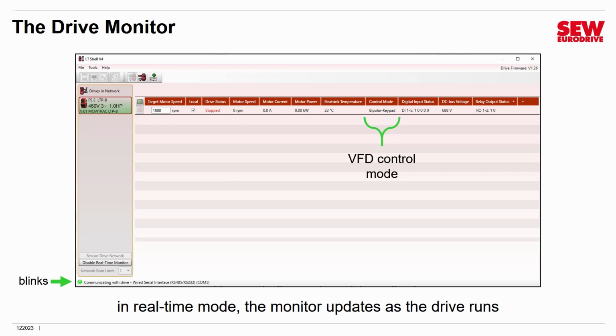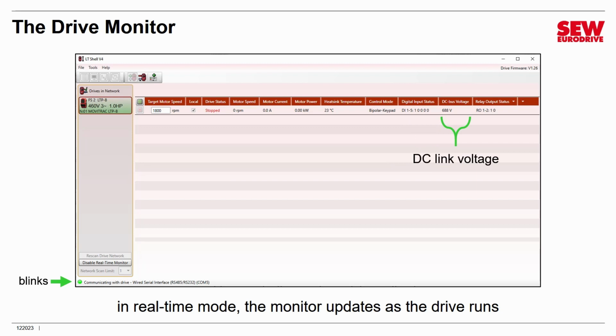This parameter here will tell you what the VFD's control mode is. In this case, it's in bipolar keypad control mode, but it could show unipolar keypad control, terminal control, or field bus mode. This is just telling you what's commanding the VFD what to do. The next parameter monitors the digital inputs. You'll be able to see their on or off status by the 1s and 0s there. Very handy as well.